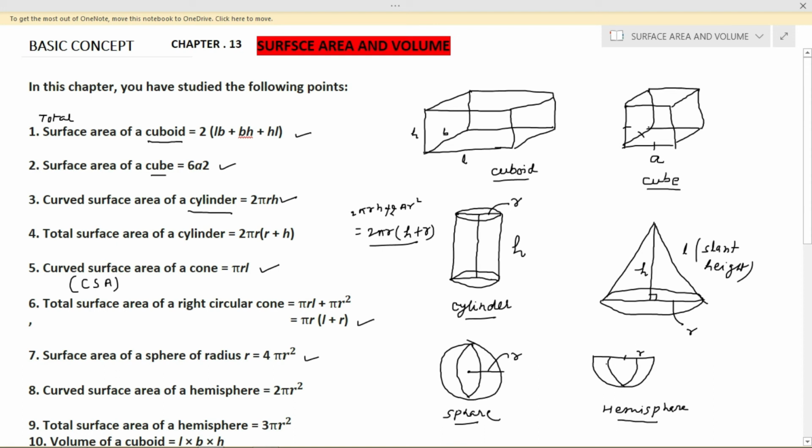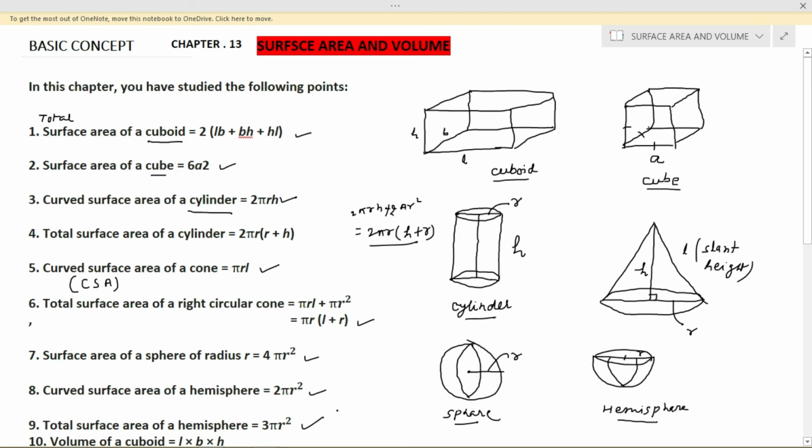So in a hemisphere we have two surfaces. One surface at the top, which is circular, and one is the curved surface. So for a hemisphere we have two types of surface area: the curved surface area of the hemisphere, and the total surface area of the hemisphere. The curved surface of the hemisphere is just half of the whole. The whole is 4 pi r square, half of this is 2 pi r square. But if we take the total surface, it is the curved surface plus the area of the top. The area of the top is a circle, so it is pi r square. So 2 pi r square plus 1 more pi r square will give you 3 pi r square.